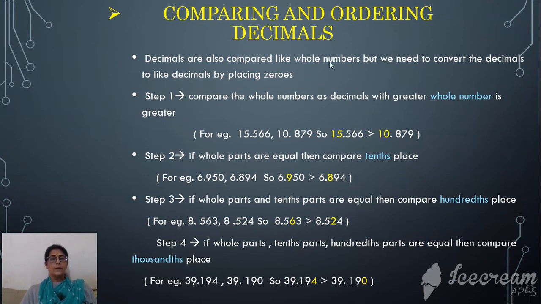To compare unlike decimals, we need to convert them to like decimals by placing 0. And after that, if the numbers are like decimals, we need to compare this way. First, we have to compare the whole number, then tenths place, then hundredths place, and then thousandths place. Understand?